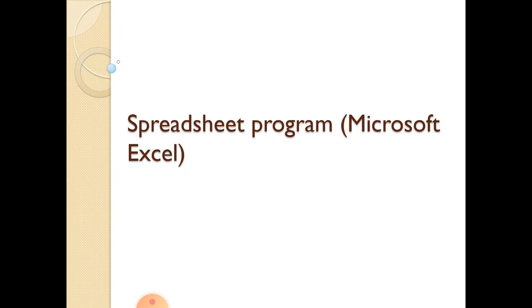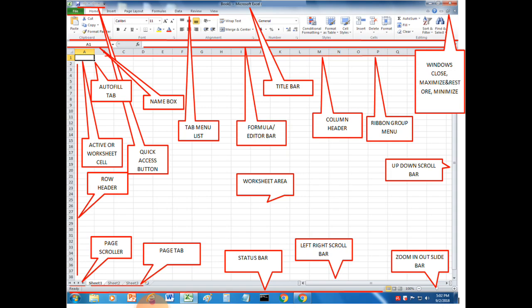Now, the next chapter is Spreadsheet: An Introduction. Spreadsheet programs are what I have discussed with you. An example of a spreadsheet program is Microsoft Excel. Now, this is a Microsoft Excel window. I have shown you this window in your module also.